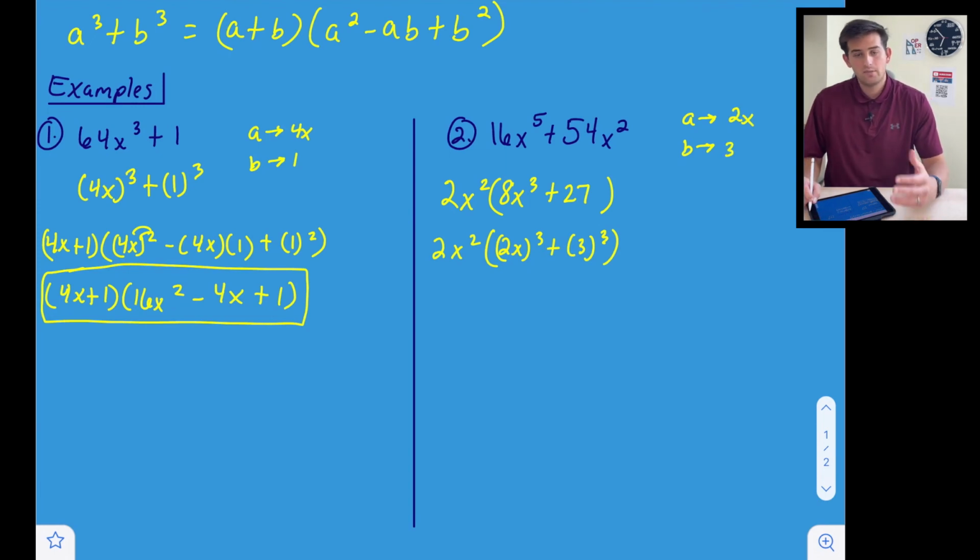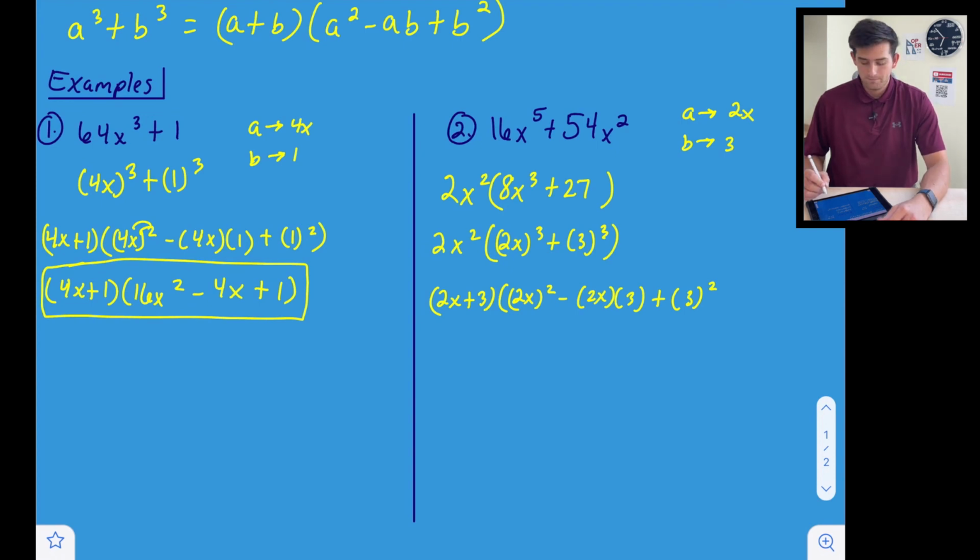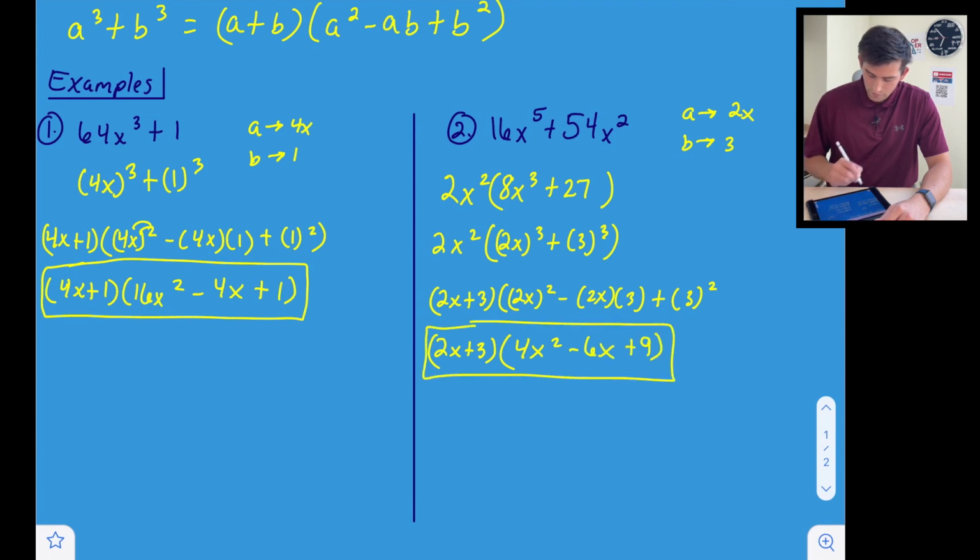And now if we have our pattern memorized, we can just follow along with it. So we have a plus b, so that would be 2x plus 3. And then a squared, so 2x squared, minus a times b, so 2x times 3, and then plus b squared, and so that would be 3 squared. Now we can simplify once again, so our first binomial is going to stay the same, so that would be 2x plus 3. And now in parentheses we have 4x squared minus 6x plus 9. And that would be our final factored form for 16x to the fifth plus 54x squared, and that is how you can use the sum of two cubes to factor.